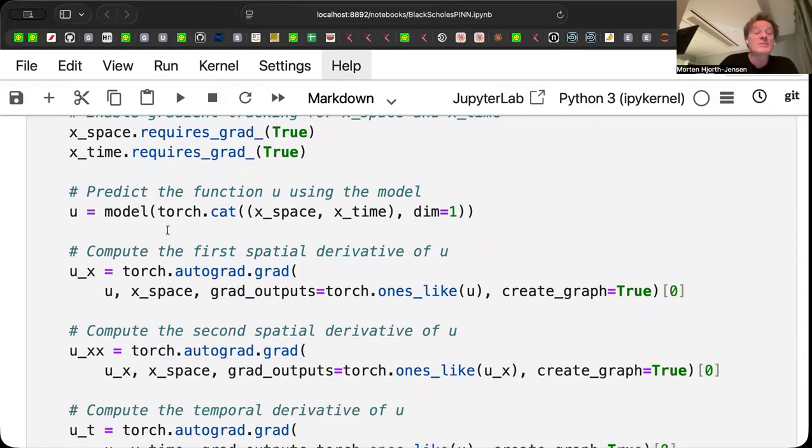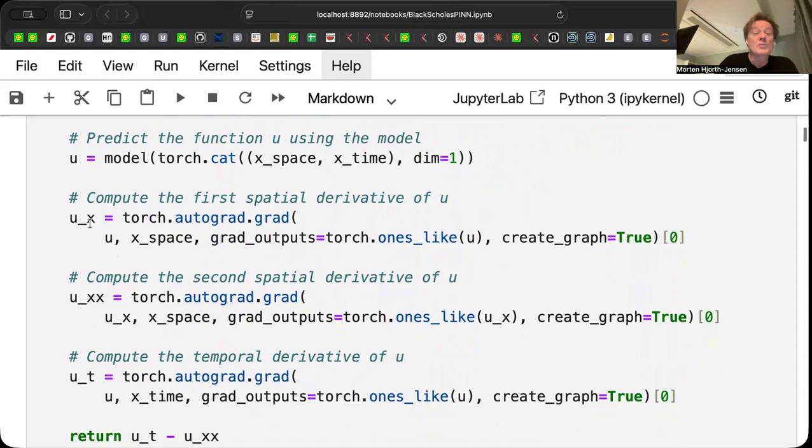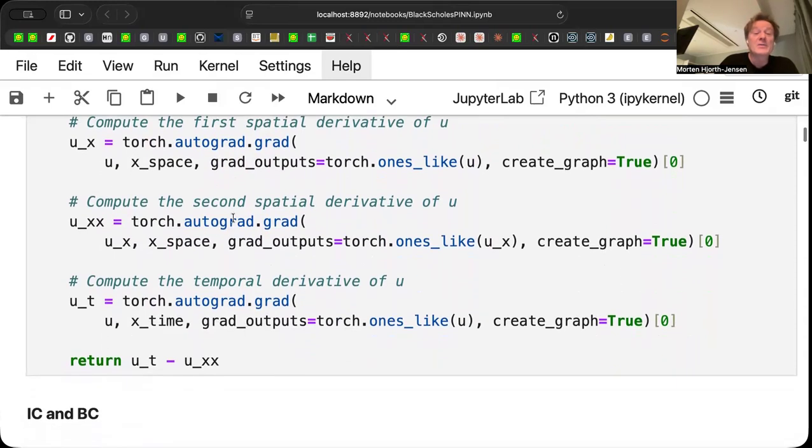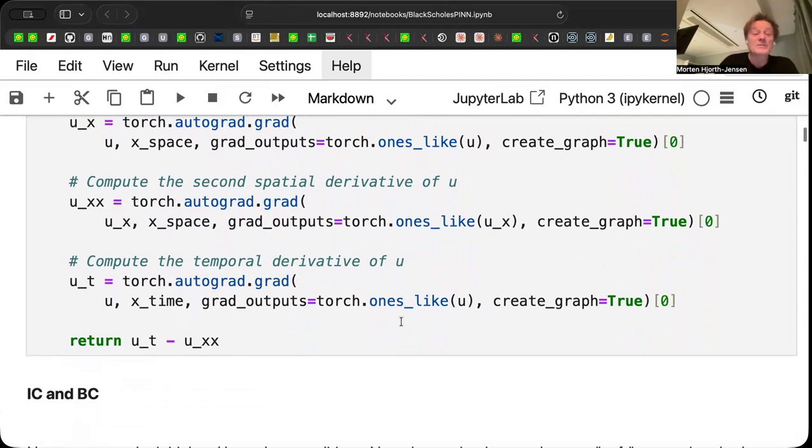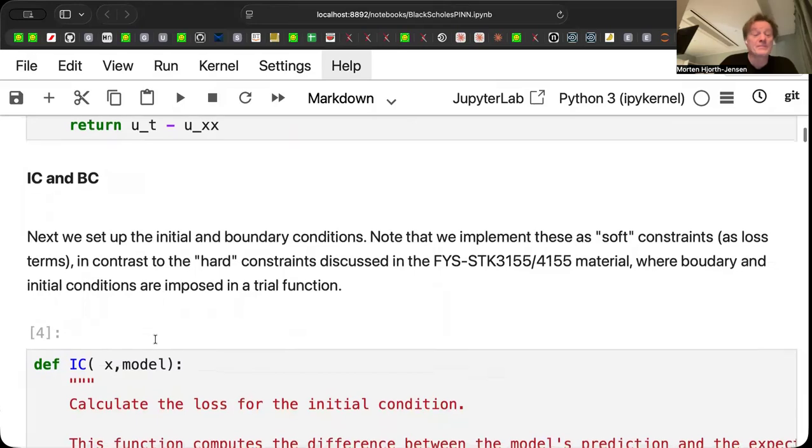And then we simply predict a function where we now have a specific value for the function on the model. And we compute the first derivative with respect to x. Then we compute the second derivative with respect to x. And finally, we have the time derivative. And with that, we return just the difference. And this is a quantity which we square.